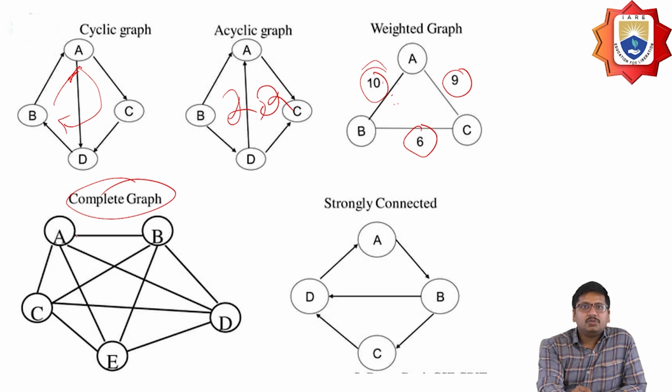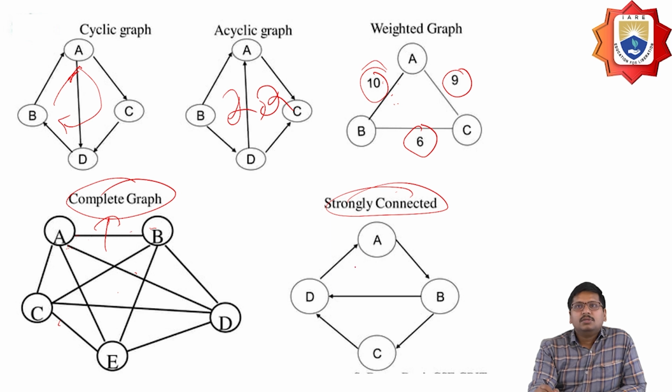a graph which has an edge from every vertex to every other vertex is a complete graph. That means there should be an edge between every pair of vertices: AB, AC, AD and AE. Then it is called a complete graph. And a strongly connected graph means that whenever there exists an edge between pairs of vertices, it is called a strongly connected graph.